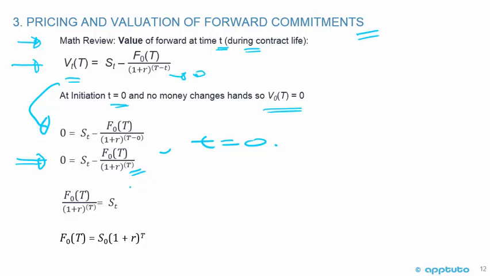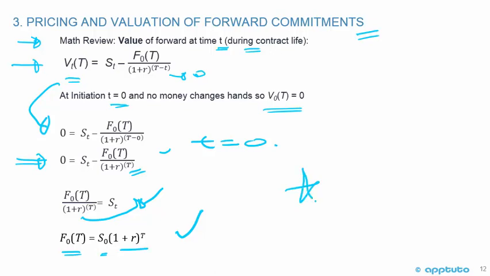So what I've done here is I've put this part of the equation to the left-hand side, so now it's a positive. So you can see the future price divided by 1 plus r to the T equals the spot price. Then, just moving the algebra around, how do we get it? The future price equals the spot price times 1 plus r to the T.